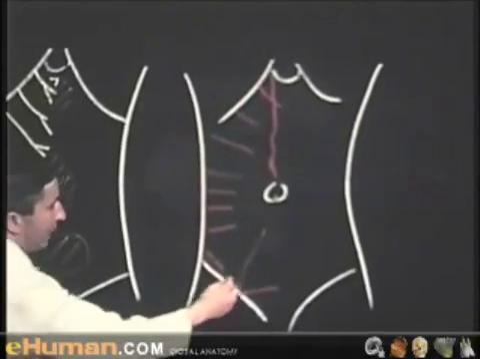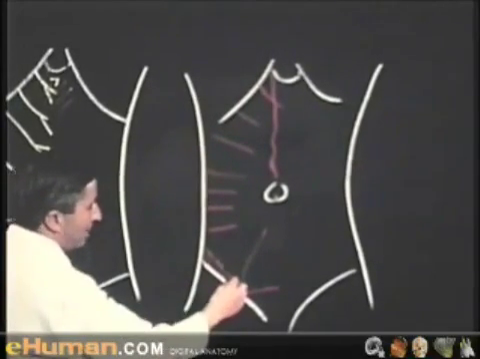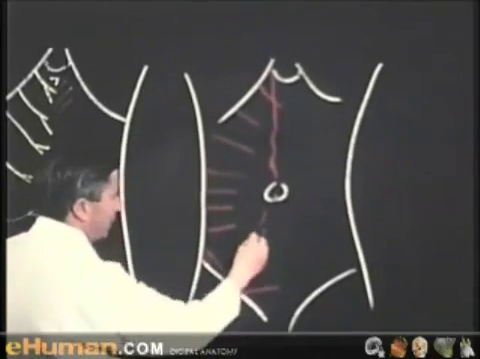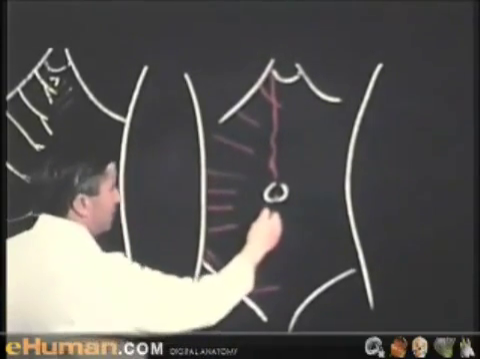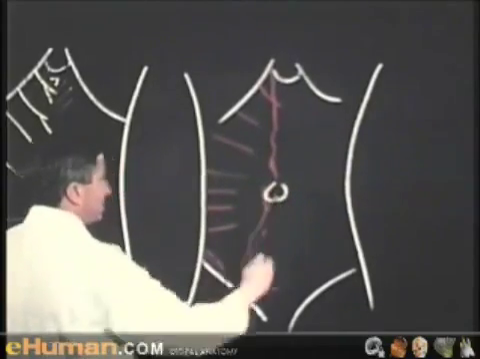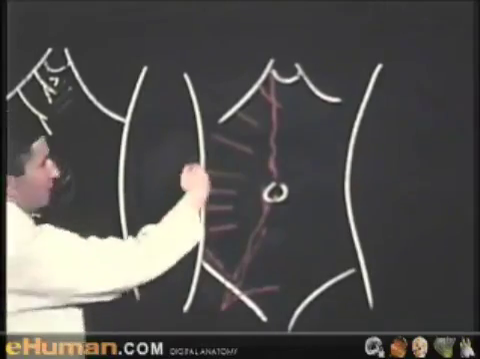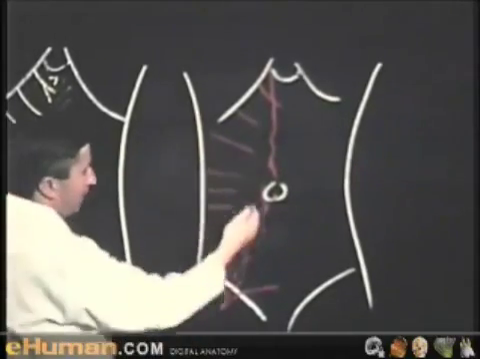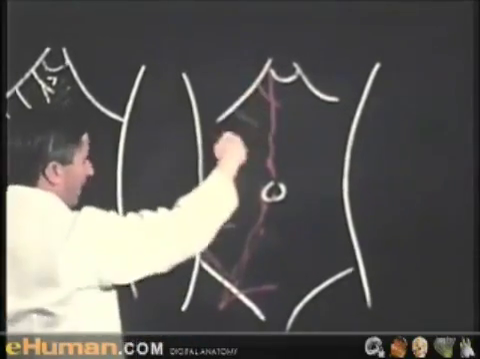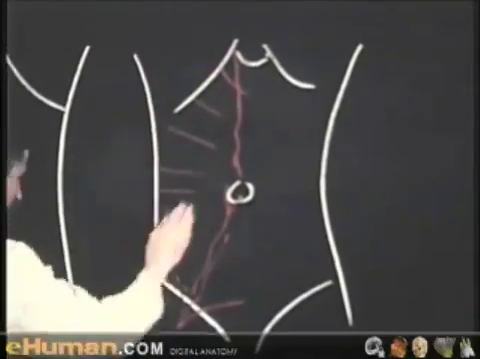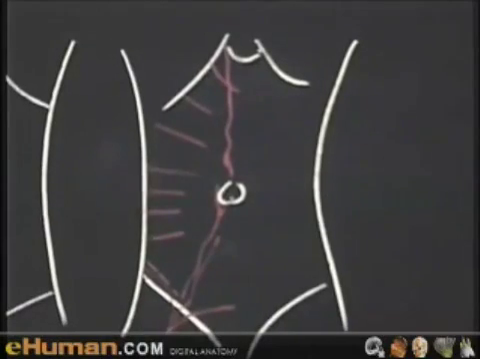Coming up from the external iliac artery and medial to the deep inguinal ring, we have the inferior epigastric artery, and this enters the rectus sheath and anastomoses with the superior epigastric artery. So you can see that the blood supply to the anterior abdominal wall is profuse, and there are a large number of arteries coming both from above and from below and from the lateral side.